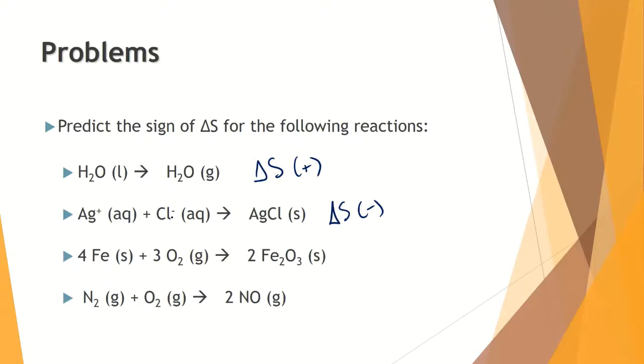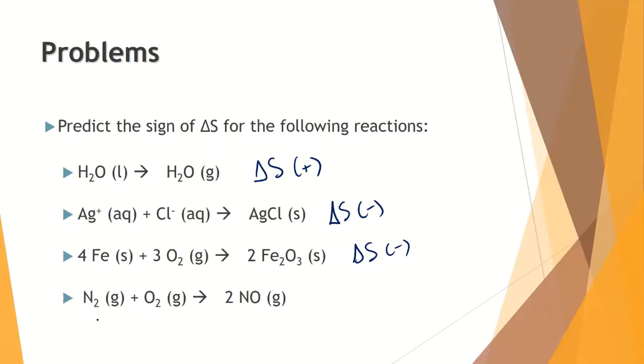In this third one, I've got a solid with low entropy reacting with a gas that has high entropy to make a solid with low entropy. The net effect here, we've got a high entropy substance turning into a low entropy substance. Delta S should be negative here as well.